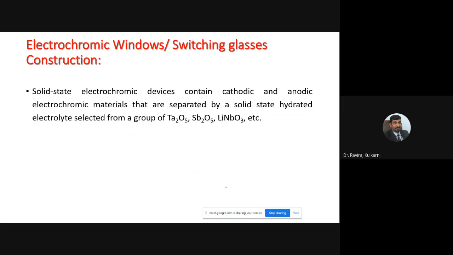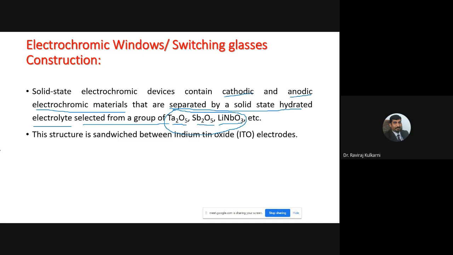Solid-state electrochromic devices contain cathodic and anodic electrochromic materials that are separated by a solid-state hydrated electrolyte selected from the group of tantalum oxide, antimony oxide, lithium niobate, etc. These are used as electrolytes. This structure is sandwiched between indium doped tin oxide electrodes.